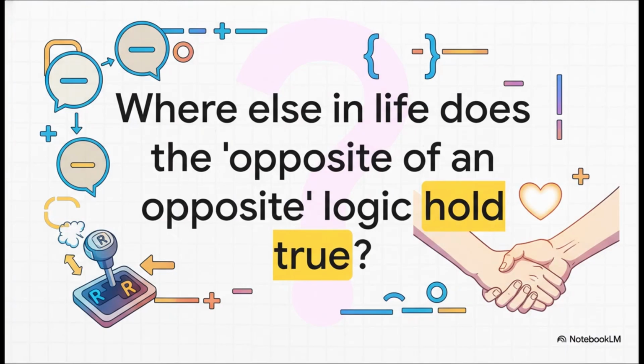You know, it's such a powerful concept when you start thinking about it. Using a double negative in a sentence, or reversing a reverse gear in a car, you're canceling out an action. Even something like forgiving someone who wronged you. This fundamental logic of opposites canceling each other out isn't just in our math books, it's woven into the very fabric of how the world works. Definitely something to think about.